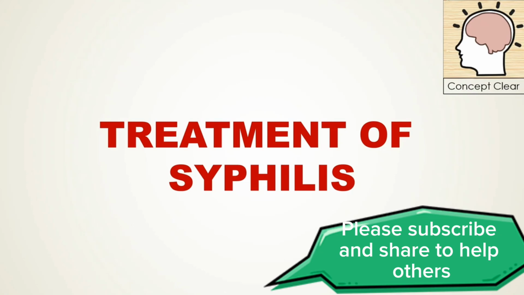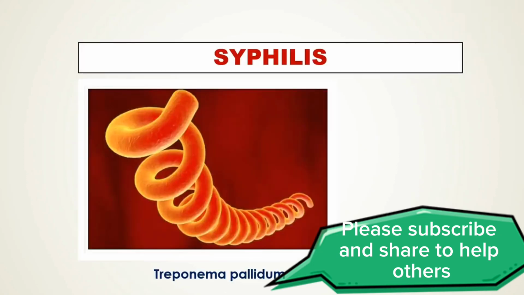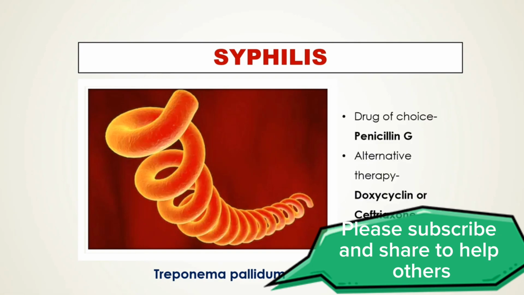You know that syphilis is caused by a special type of spirochete called Treponema pallidum, right? And it should be remembered that Treponema pallidum thankfully remains very susceptible to penicillin G. So the drug of choice for syphilis is penicillin G. And in some cases, you can also give a drug called doxycycline as an alternative therapy.